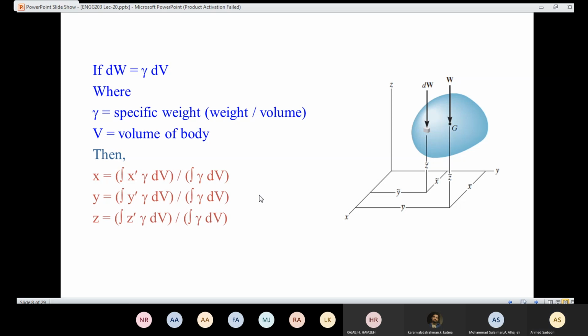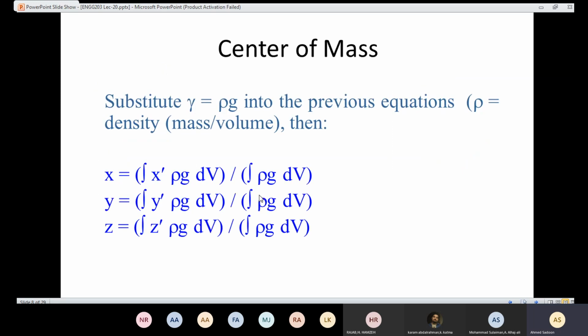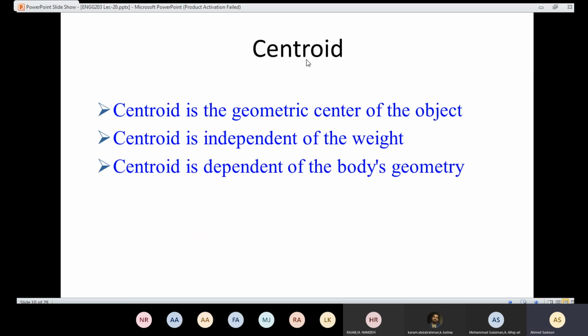Also, in order to determine the center of mass, instead of gamma, we could put rho g. Rho is the density, which is the mass per volume. So instead of gamma, I could put rho g. If I put rho g, in that case, we are going to call this the center of mass. And also, I have the centroid.